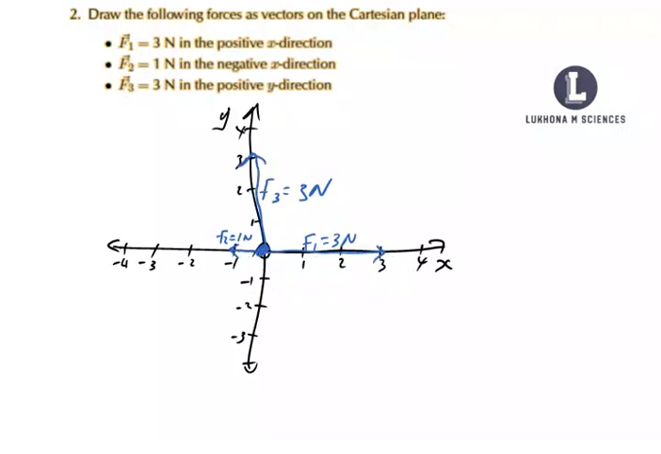So this is how we represent vectors on a Cartesian plane as horizontal and vertical vectors. This one is y, that is a vertical vector. This one is x, this is a horizontal vector. This one is also on x, this is also a horizontal vector.